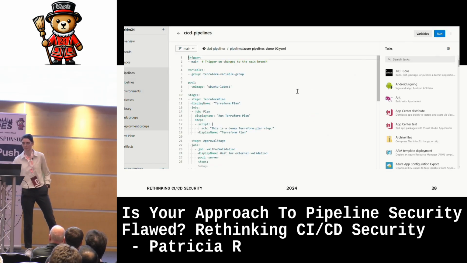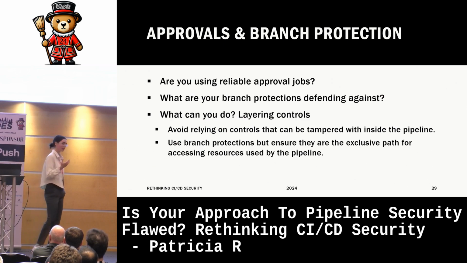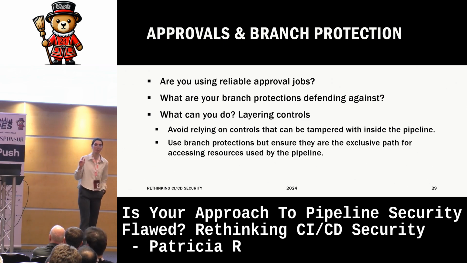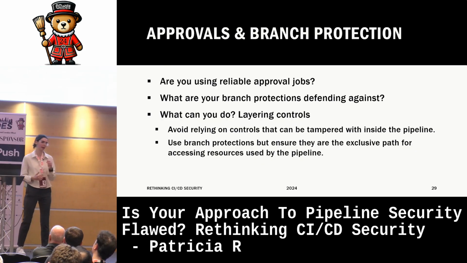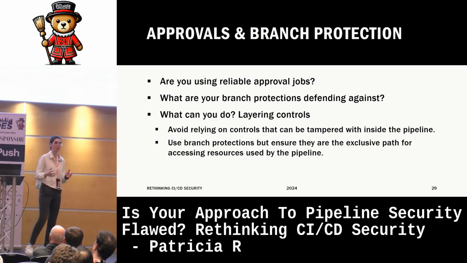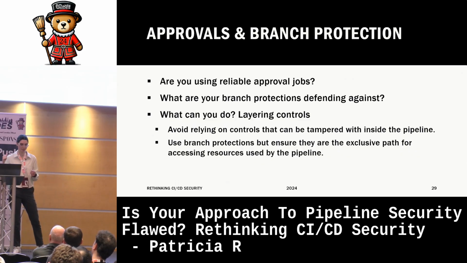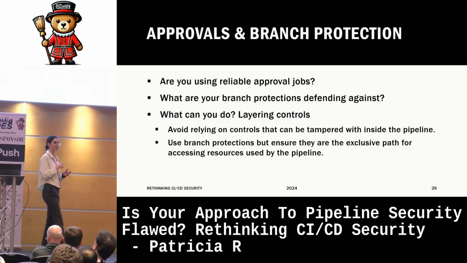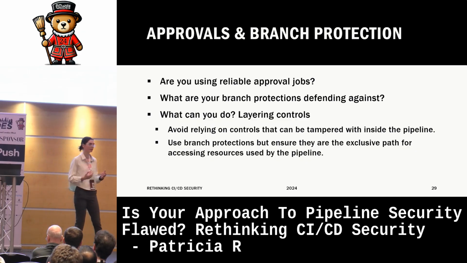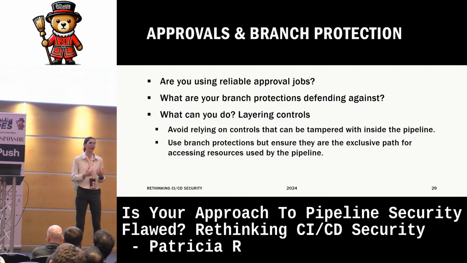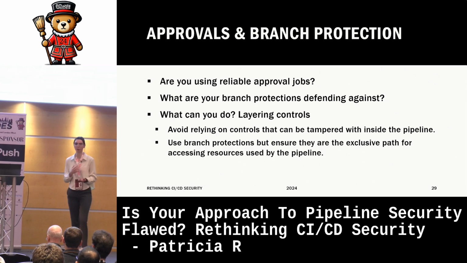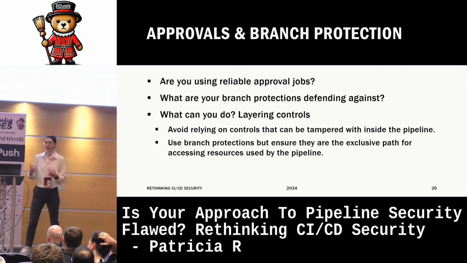What does this mean? What can we do about this? Well, it's going to be always about layering controls, ensuring that the controls that you're applying are working together in order to meet whatever goal you want to achieve. Because what we've seen with the approval and the fact that you can just edit out approval stages from pipelines or manual validation. Well, first of all, you shouldn't be relying on controls that you can just edit out from your pipeline file. That's one.